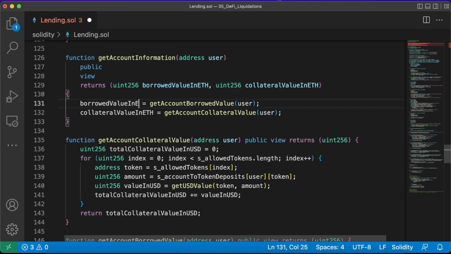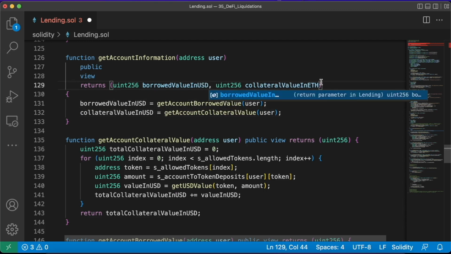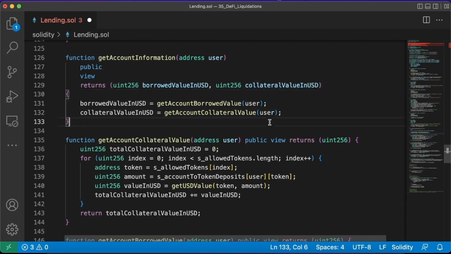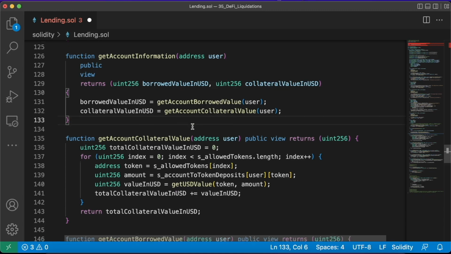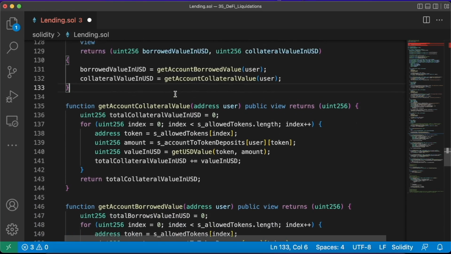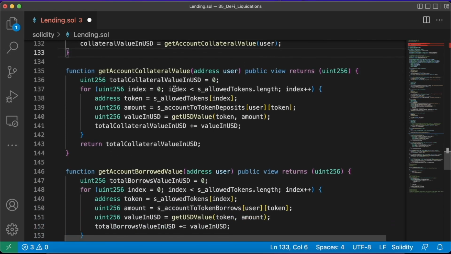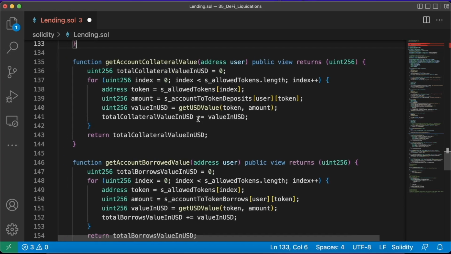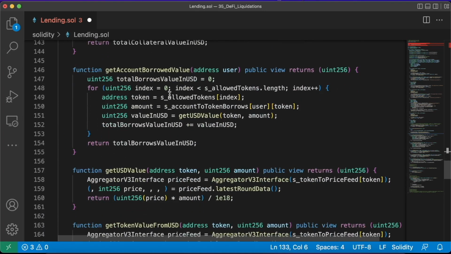And this should be in dollars. So I will just take it here and change it here. And then we get the value in USD of the collateral value and the borrow value. For that, we have these functions, where what we are doing is just getting the amount of tokens in each of the allowed tokens, and we get their USD value. So we do the same for the collateral and also for the borrow values.